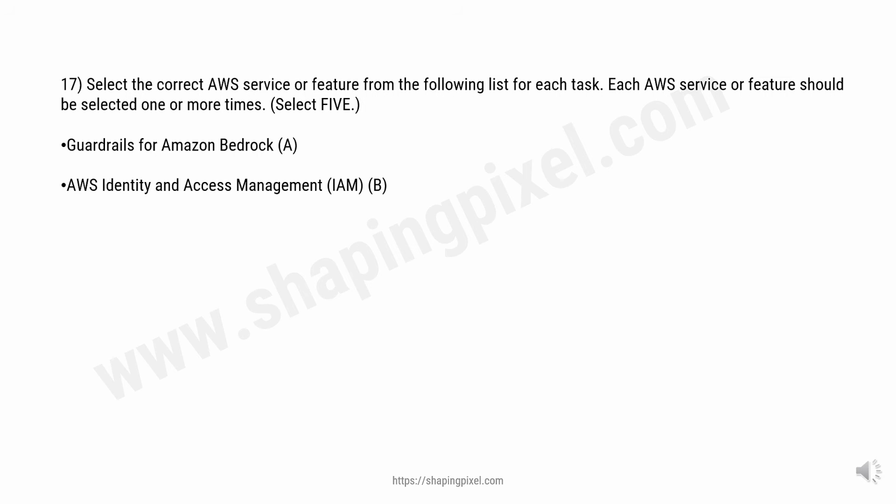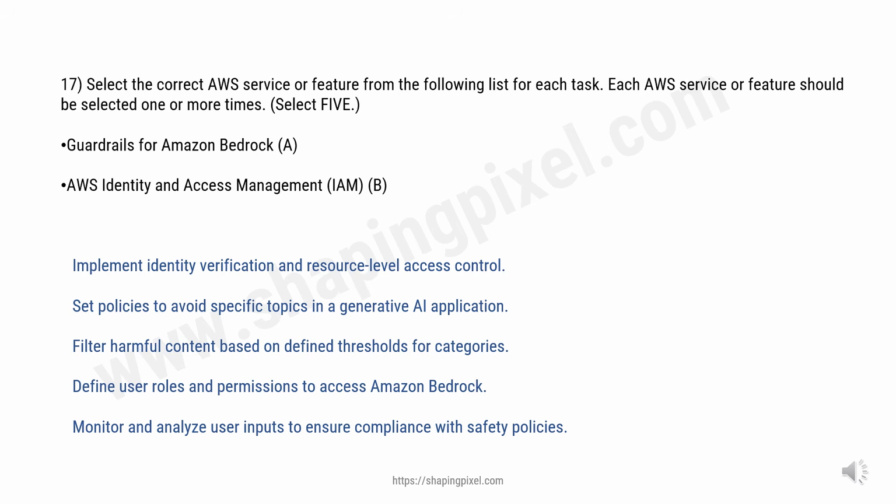Question number 17. Select the correct AWS service or feature from the following list for each task. Each AWS service or feature should be selected one or more times. A. Guardrails for Amazon Bedrock. B. AWS Identity and Access Management. Implement identity verification and resource-level access control. Set policies to avoid specific topics in a generative AI application. Filter harmful content based on defined thresholds for categories. Define user roles and permissions to access Amazon Bedrock. Monitor and analyze user inputs to ensure compliance with safety policies.